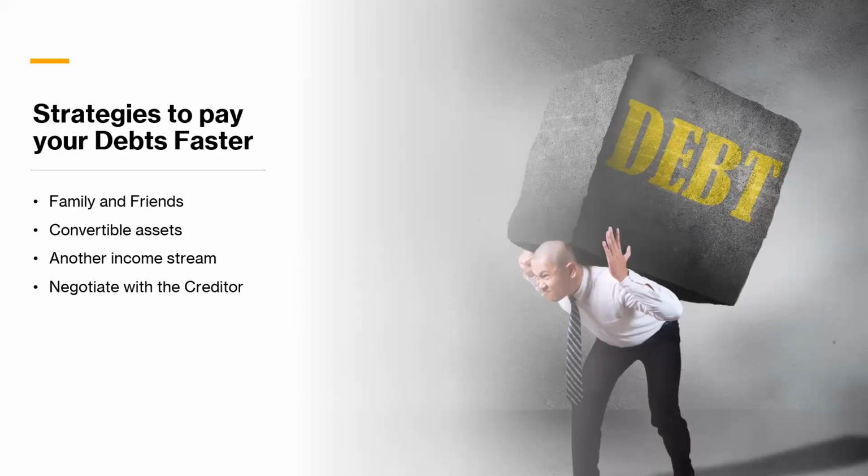The other one is convertible assets in your house. What are the things that can be easily converted to cash? Do you have 2 cars? These are things that I've done personally at one point or the other myself, right? So do you have 2 cars? Can you sell off one so that you can use it to pay? Do you have an expensive car? Can you sell it off and buy a smaller car so that you can pay part of the debt to reduce your debt?